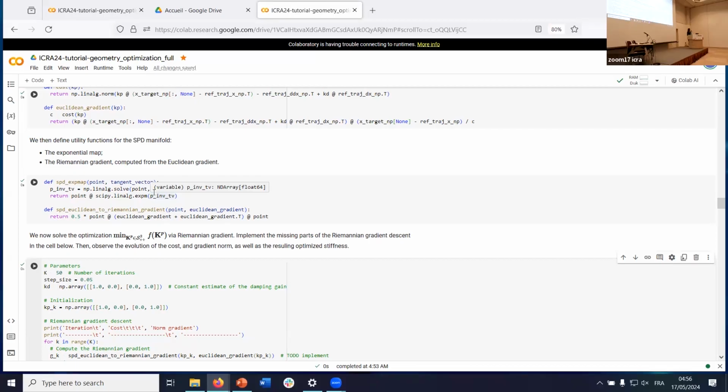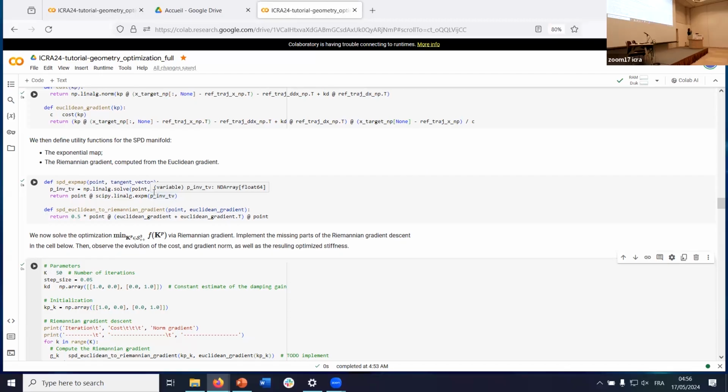For the SPD Euclidean to Riemannian gradient, this is the moment where we want to compute the Riemannian gradient on the SPD manifold, where we start from the Euclidean gradient. I think this is related to the question you asked previously, where you use either the inverse of the metric times the Euclidean gradient, or you use a projection. So here we actually have a projection, and this is to compute the Riemannian gradient from the Euclidean gradient.